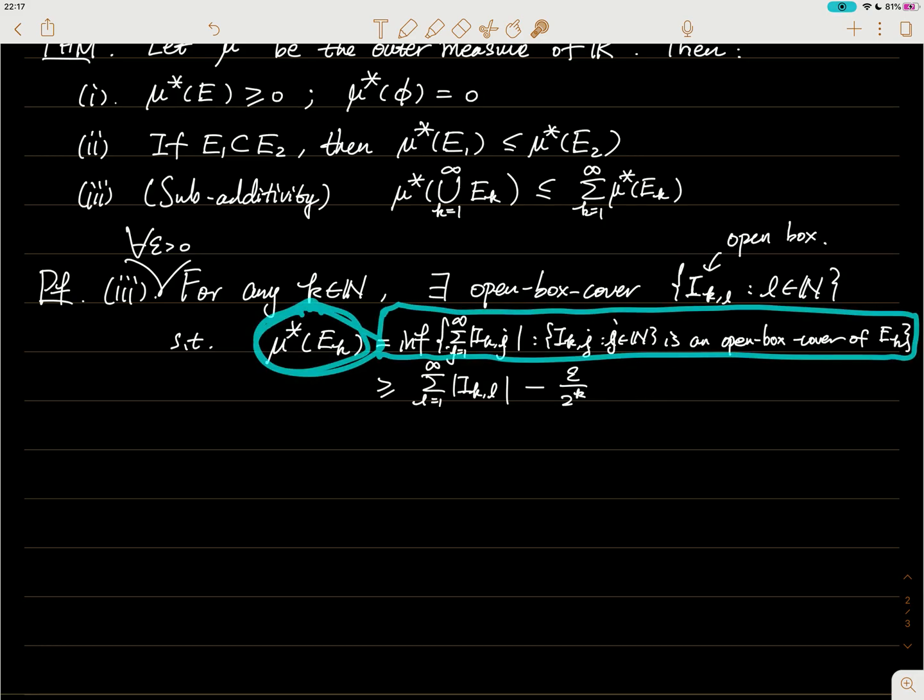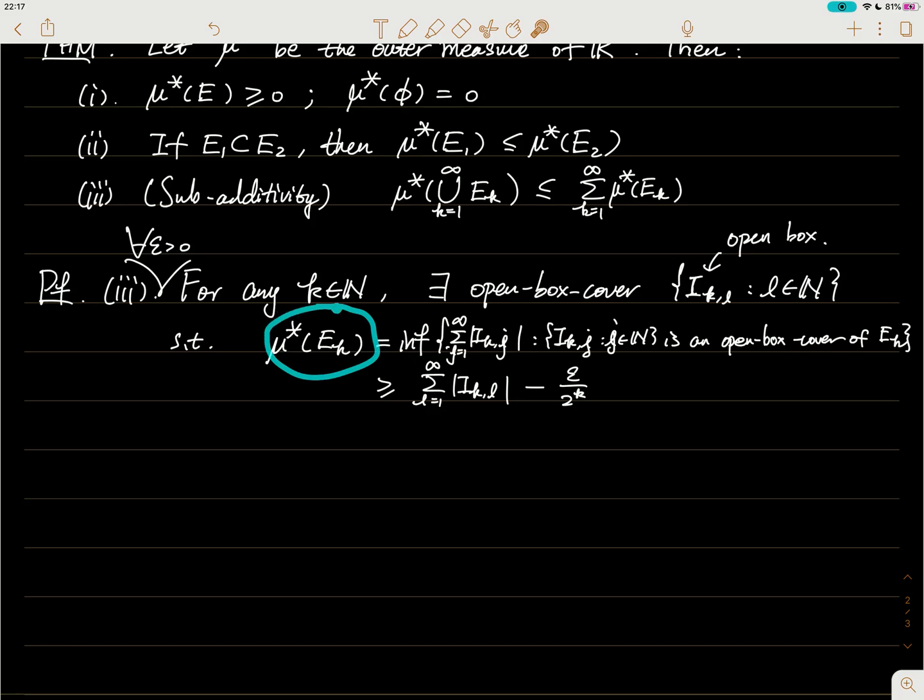Because this outer measure is taken as the infimum, I know that there exists an open box cover such that this is definitely bigger than that, but at the same time this is bigger than or equal to this minus the epsilon that I chose. For the given epsilon and k, I define my epsilon to be epsilon over 2^k. Now what I get is an open box cover for E_k, whose sum here is very close to the true infimum, which is the outer measure of E_k.